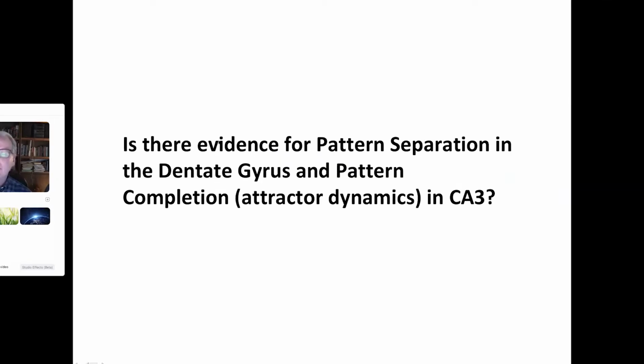So the first part of the talk: is there evidence for pattern separation in the dentate gyrus and pattern completion or attractor dynamics in CA3? When I say pattern completion, I'm talking not just about classical pattern completion, taking a partial input and reconstructing the full output, but even things an attractor network should be able to do, such as having a corrupted input and retrieving the original input, or doing error correction. An attractor network should be able to do all those things. I'm just going to put them all under the rubric of pattern completion.